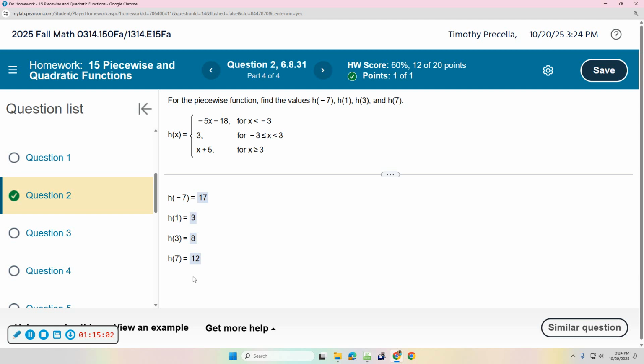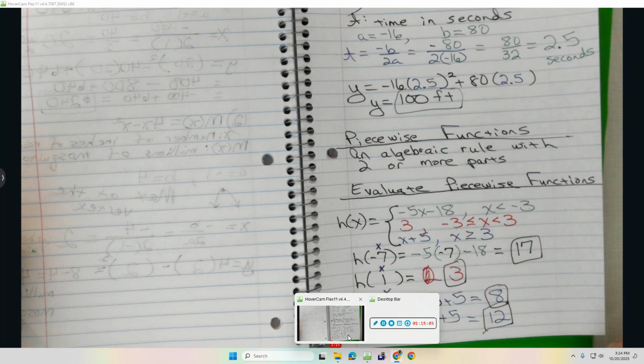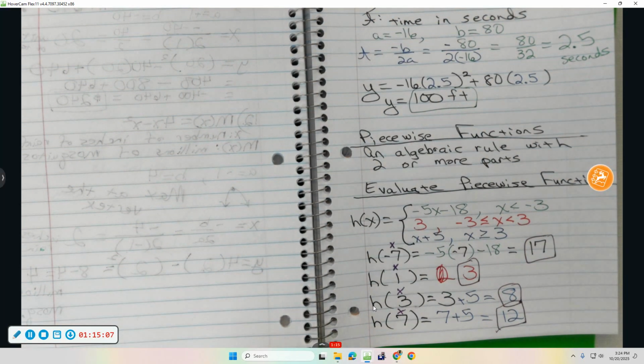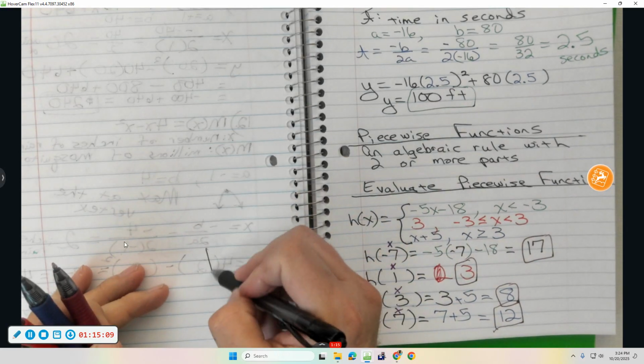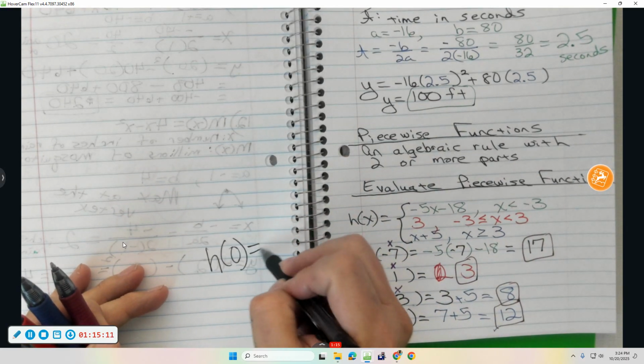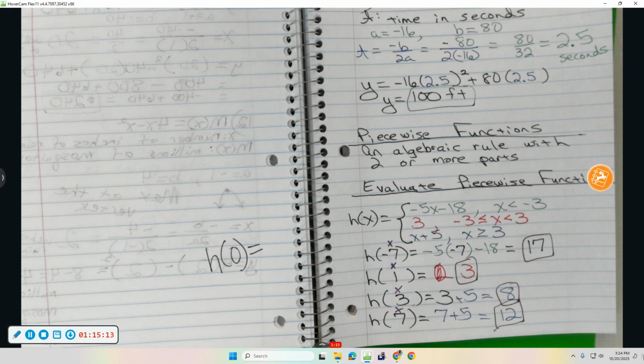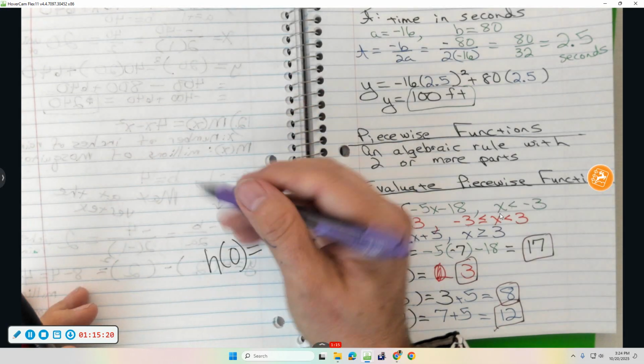Okay, I have a question for y'all. Switch back. I'm just going to see if they follow this. What's h of 0? Suppose they'd asked us for h of 0. What's the x value here? 0. Okay, the x value is 0.